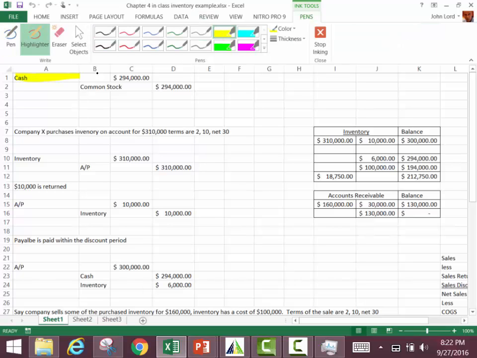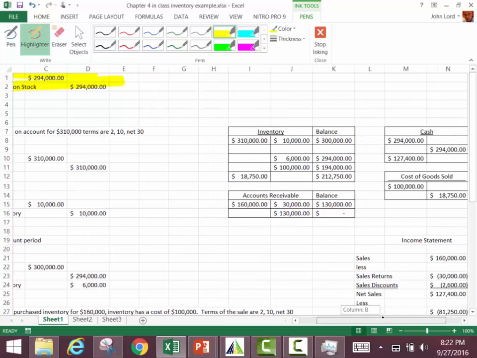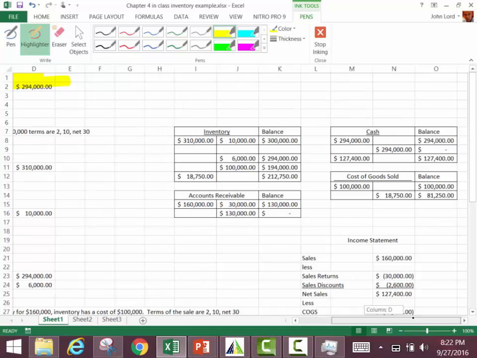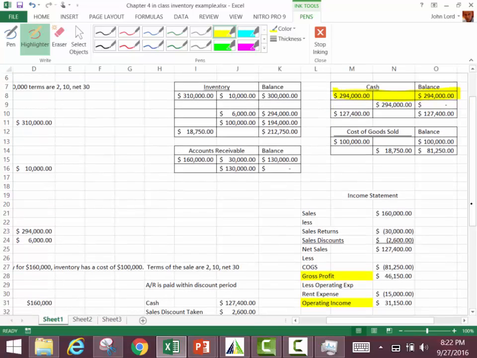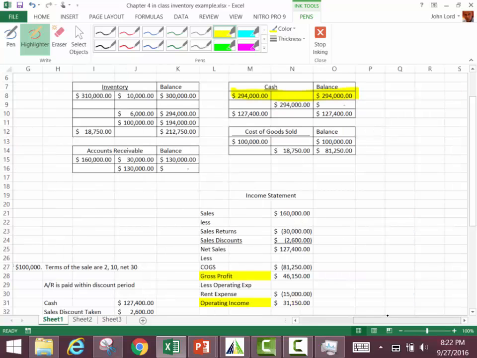I'm assuming this company is just starting business, so they debit cash and they credit common stock. Sound familiar? And when they debit cash, we come over, we debit cash, $294,000. We credit the common stock for $294,000. Where's my common stock? Oh, I didn't put it on here? That's all right. Because I don't prepare the balance sheet, but if you want to have a T account for common stock, you can write that in.